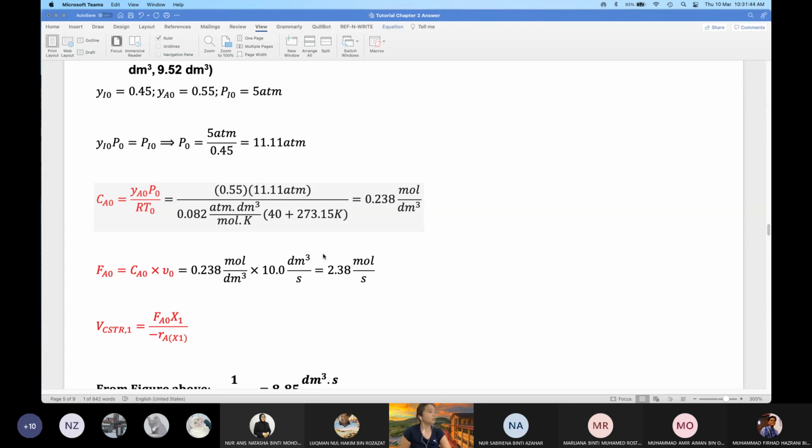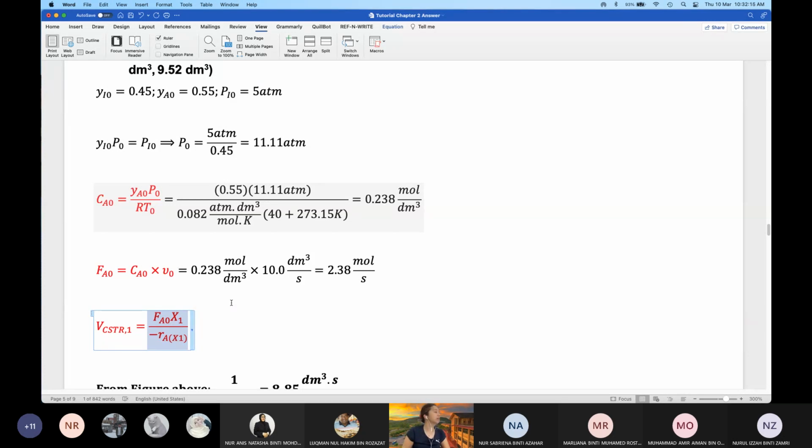Right, so in this question, dia nak cari volume. So of course, if you're not too sure, information macam banyak sangat kan, kamu tak sure nak start pada mana, you just start from the design equation. Sebab kamu tahu nak cari volume, dia mesti start dengan design equation. Okay, so you know, to find the volume, you will start for the first reactor, for the first CSTR, the equation is given as volume CSTR1 equals FA naught X1 per minus RA at X1. Okay, you start from there.